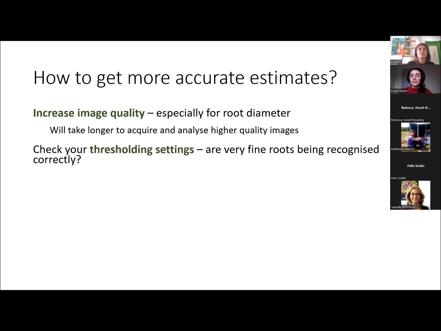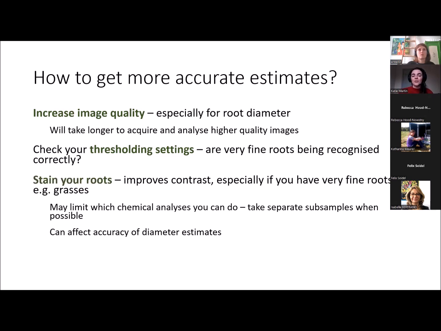You can check your thresholding settings. Make sure that the very fine roots are being recognized correctly. We saw that with WinRhizo, sometimes they weren't being recognized at all, whereas with RhizoVision Explorer, they were being recognized as 2 roots when there was only 1.